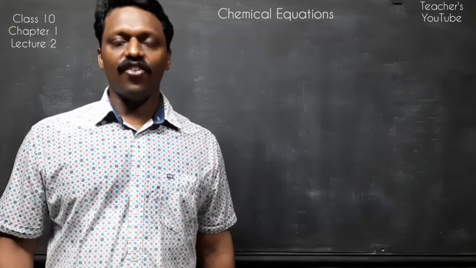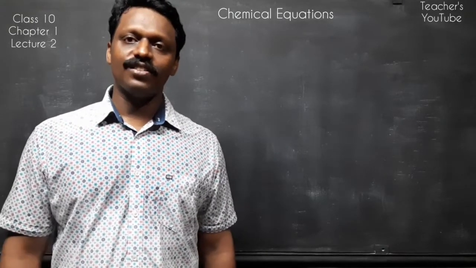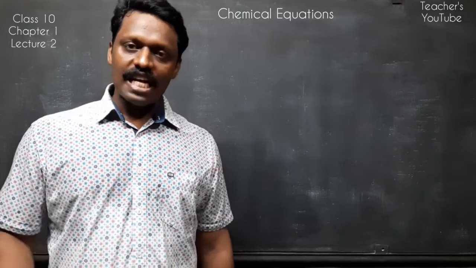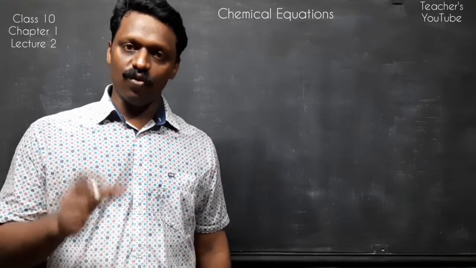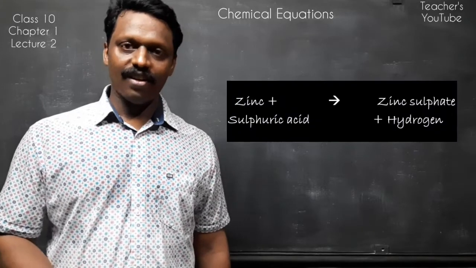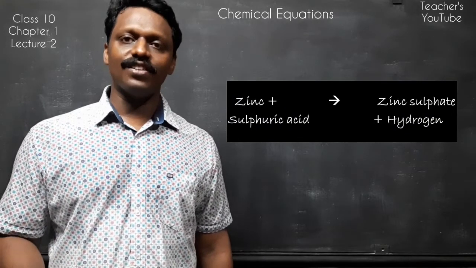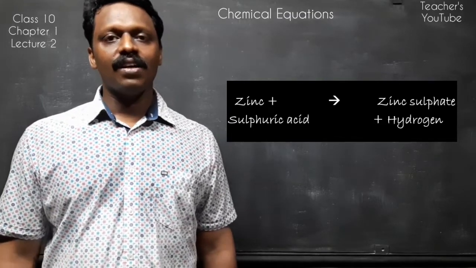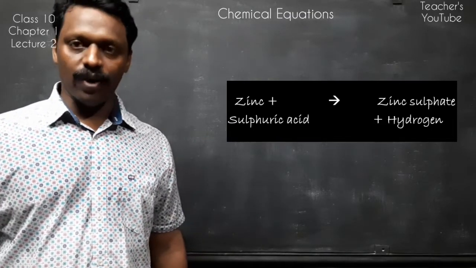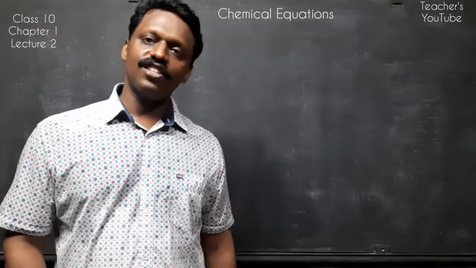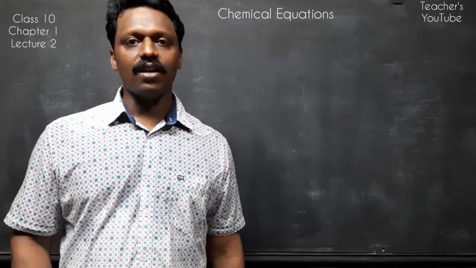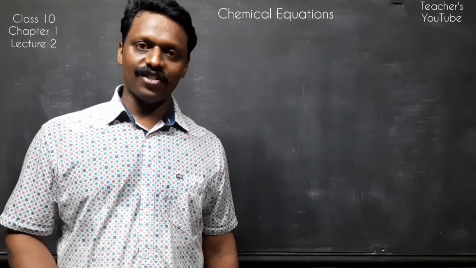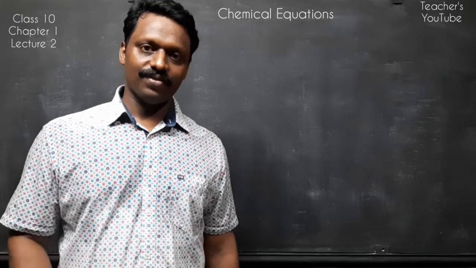Zinc metal reacts with dilute sulfuric acid to form zinc sulfate and hydrogen gas. This reaction can be written in words as zinc plus sulfuric acid gives zinc sulfate plus hydrogen. This is known as a word equation. We can change this word equation to a chemical equation by writing the symbols and formulae of the various substances in place of their names.